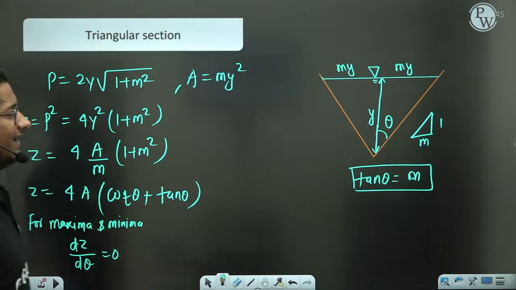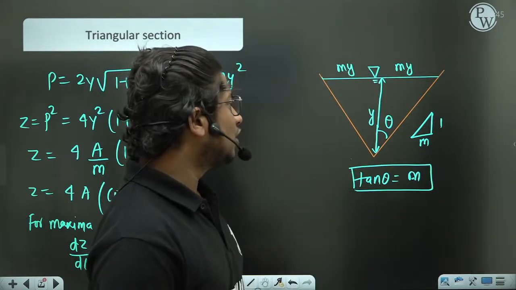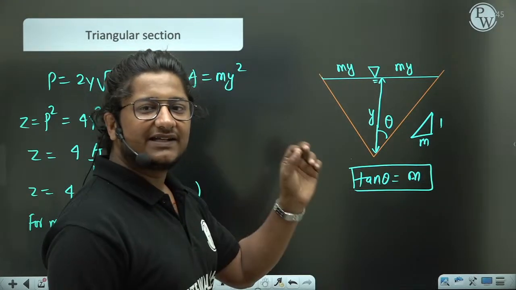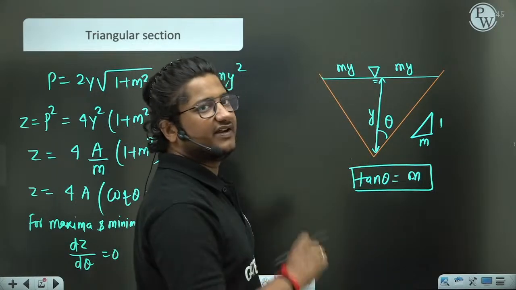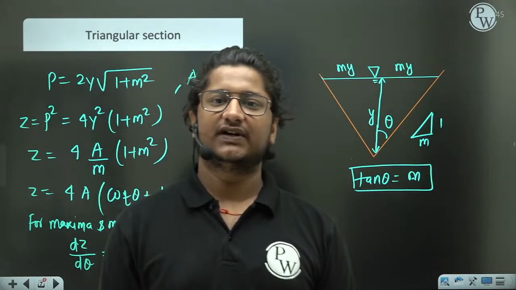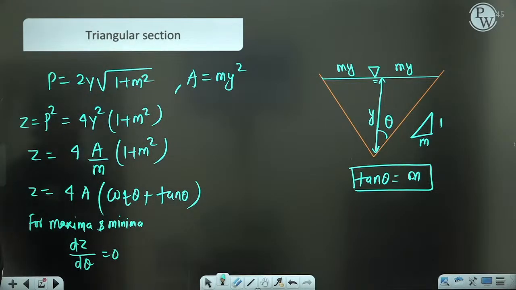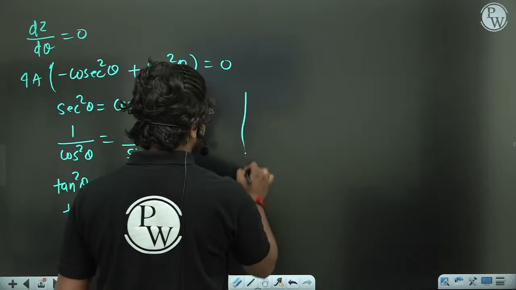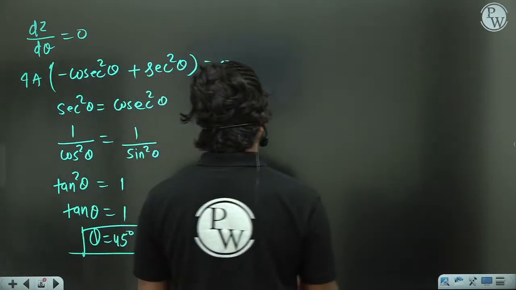And this becomes a condition whenever you want maximum discharge in a triangular section. In that case, for a given area, you need to always give theta as 45 degree. That means this vertex angle will be 90 degree. In that case, you are getting maximum discharge. And this is a special case we have already discussed during channel geometry discussion.